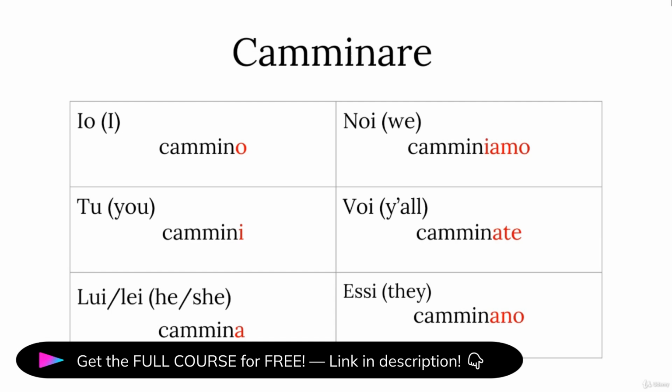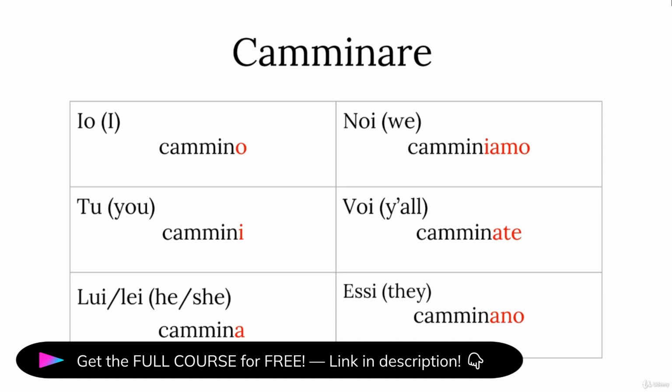For example, camminare. Camminare is a regular verb. So first of all, what you have to do is to take the verb root. So the part of the verb, in this case, without are. So the verb root is cammin. Okay? And then you just need to add the desinences. So repeat right after me.